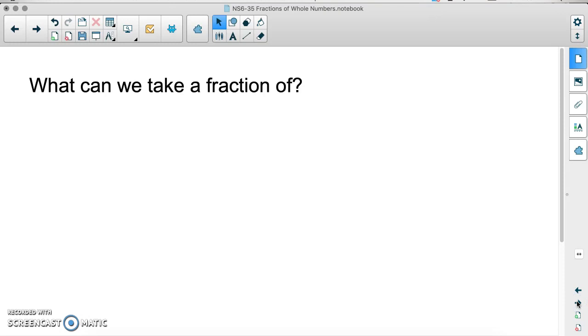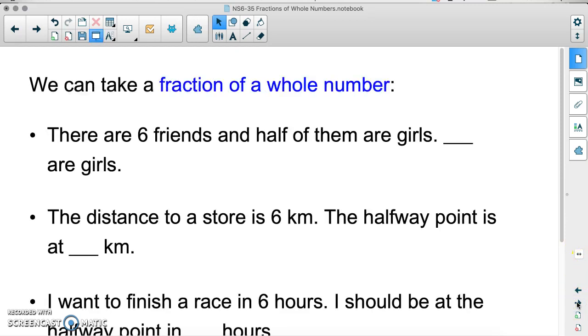Well, if we think about things in our lives, we could take a fraction of a triangle, a fraction of a meter, a fraction of an angle, a fraction of pizza, a fraction of a cup of juice, a cookie, a cupcake, a hot chocolate, a coffee, whatever it is you could take a fraction of. So we can take a fraction of a whole number too.